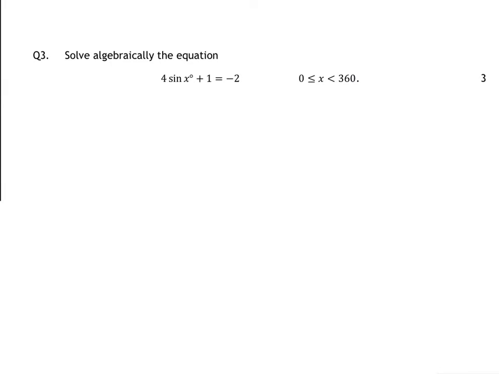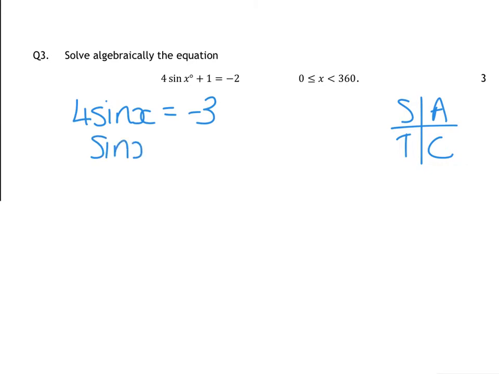Okay, next question asks you to solve this algebraically. So this is one of your all sine tan cos questions. Your first step is to rearrange it so that it's sin x equals. So the first thing I'm going to do is I'm going to move that plus 1 over, and that will give you negative 3. Then I'm going to divide by 4.